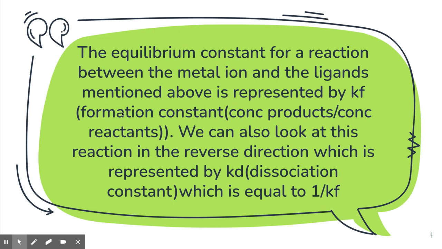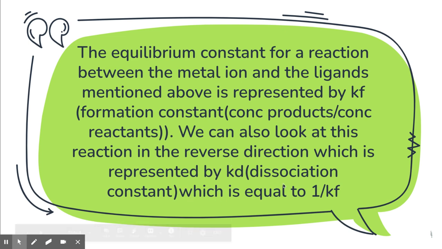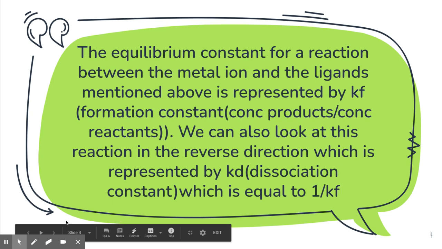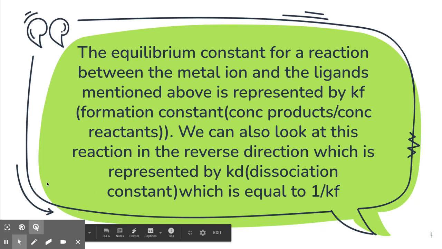which is the formation constant, the concentration of the products over the concentration of reactants, much like how we have been doing for most of this semester. We can also look at this reaction in the reverse direction. It's represented by Kd, the dissociation constant, which is equal to 1 over Kf. You can do this either way, and today we're going to be focusing on the forward reaction in our example.